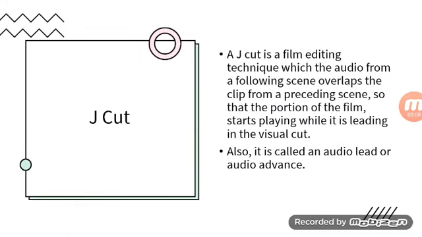A J-cut is a film editing technique in which the audio from the following scene overlaps the clip from a preceding scene, so that the portion of the film starts playing while it is leading in to the visual cut. Also, it is called an audio lead or audio advance.